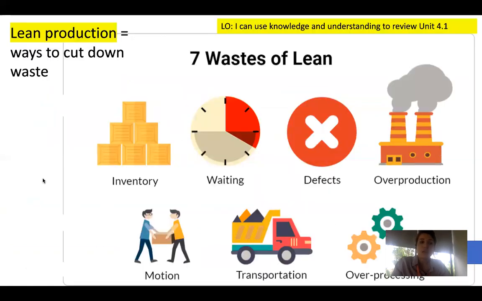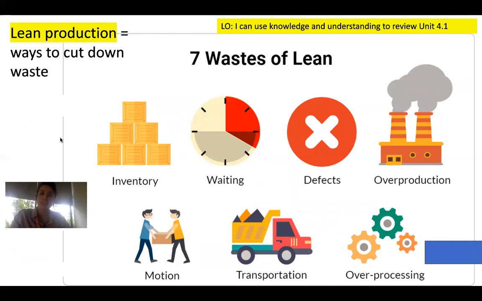Moving on to lean production. So lean production is ways to cut down waste. Now there are 7 wastes. Inventory, having too much inventory, maybe that's a waste because it's a waste of money for storage, and maybe it can get damaged as well. Waiting time is money, so that's a waste.